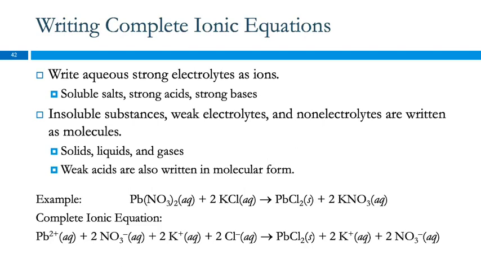So if we have strong electrolytes, remember a strong electrolyte is something that separates into ions completely. So these are going to be soluble salts, soluble ionic compounds. They separate into ions. We're going to show those as ions instead of as a neutral compound. And also strong acids and strong bases. Now, strong bases you don't have to worry about because all of the strong bases are also soluble salts. Things like lithium hydroxide is a strong base. But lithium hydroxide you would show as an ion anyway because it's a soluble ionic compound.